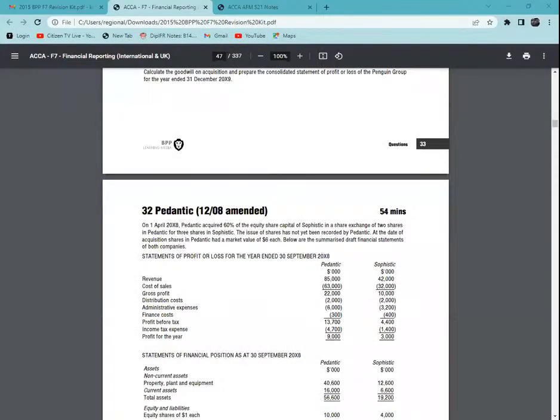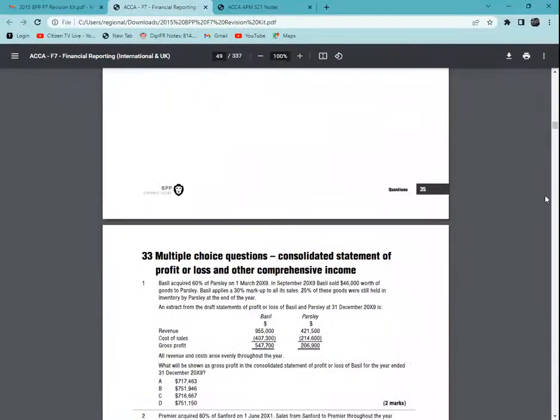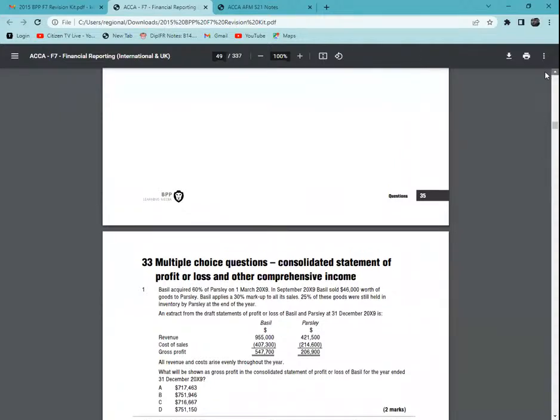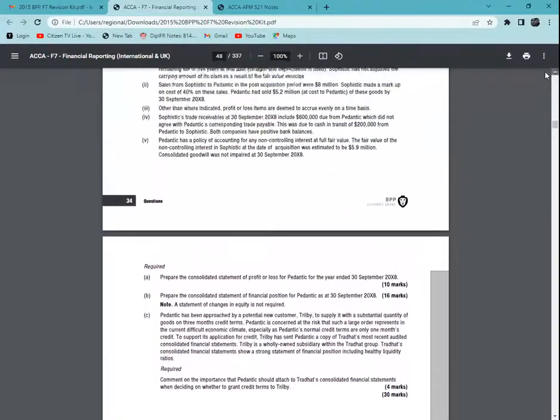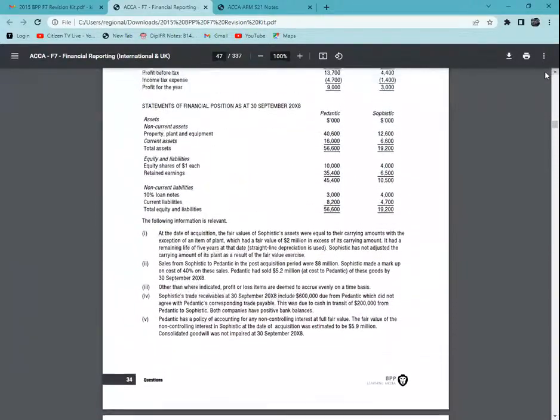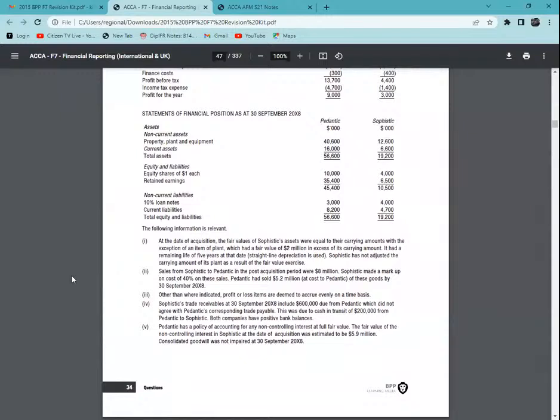Please go to the balance sheet of Sophistic, and then tell us the number of shares that Sophistic has. The number of shares, I can see these very first. To get number of shares, we normally take the share capital divided by par value.